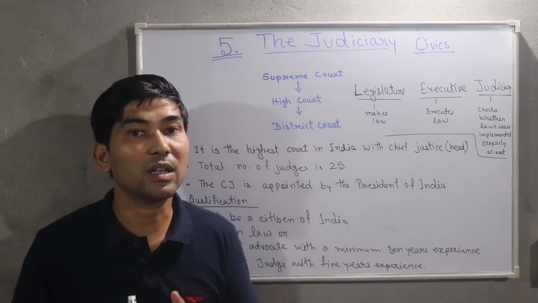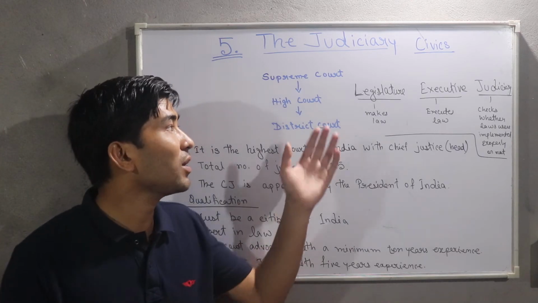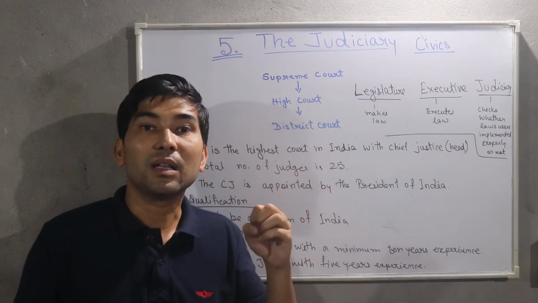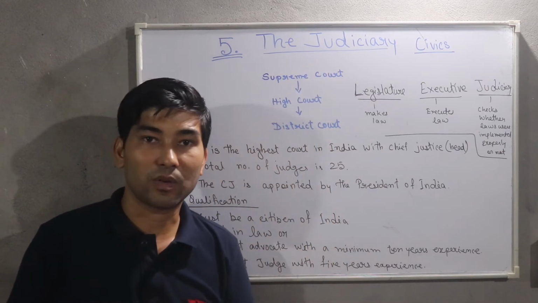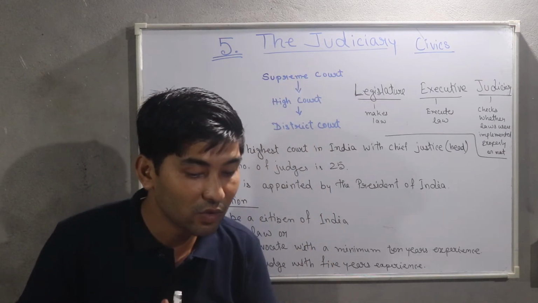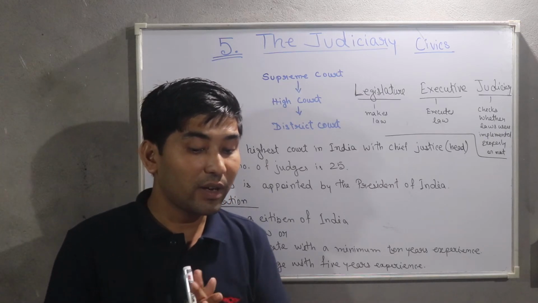Within appellate jurisdiction, if a person is not satisfied with the judgment of district or high courts, then he can directly approach the Supreme Court. That is appellate jurisdiction. And then there is advisory jurisdiction.